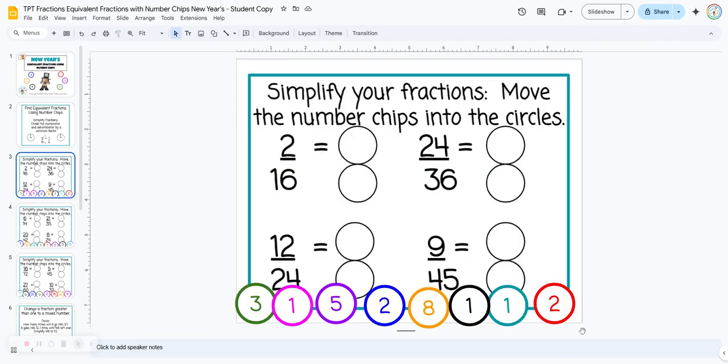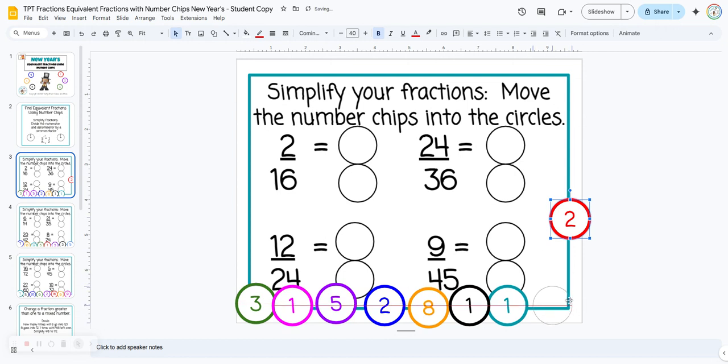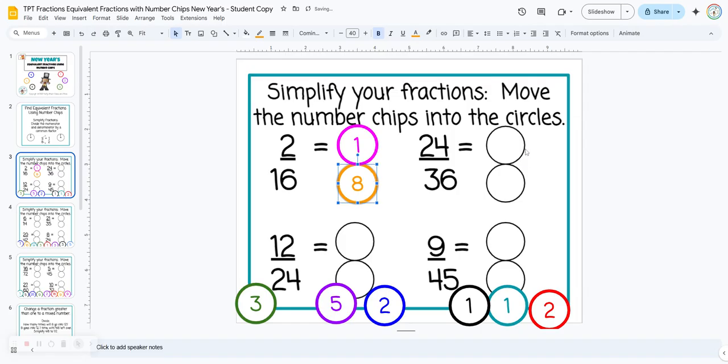So here they have all the number chips they need in order to simplify these fractions. And to move them, they just click and hold on the edge, and then they can move them into place. So here, if we divide the numerator and denominator by 2, we get 1/8. And they're going to do that with all 4 fractions.